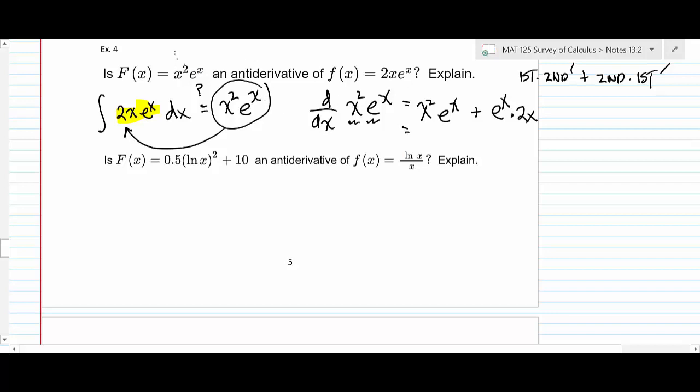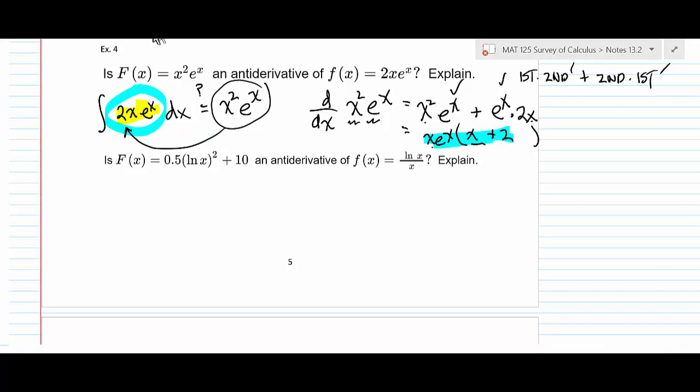Well, it looks like you're not going to get the same thing. The only thing you could even do with this is factor an e to the x out. You could factor an x out also, but you're not going to get this. So the answer would be no, this is not an antiderivative. I'm going to go ahead and just take out an x and an e to the x like that, okay, and if we do this, you would have an x left there, because x times x is x squared, and you would have a plus 2 there, okay? But this is clearly not that thing. So the answer to this problem is no, it's not an antiderivative.